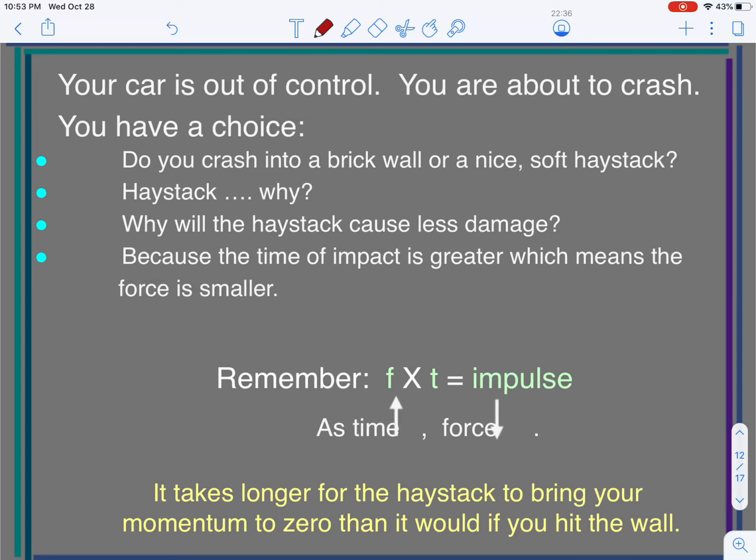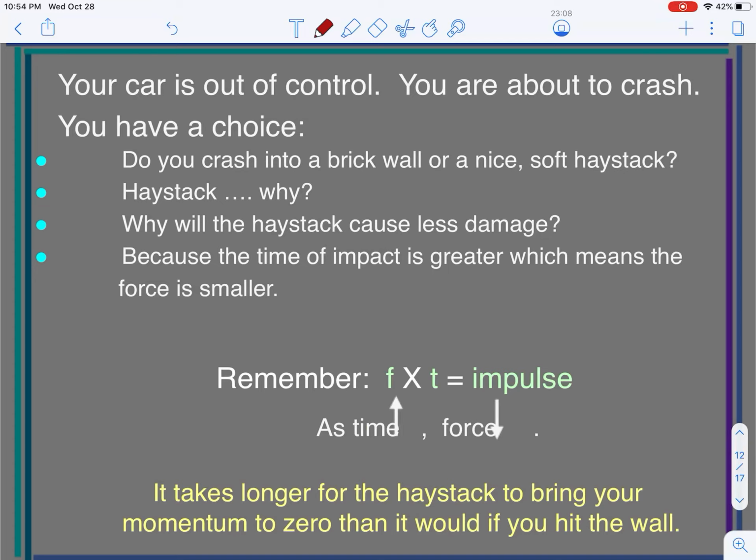Well, if I have to crash and I get to make a choice, I'm going to choose the haystack. Now, why would I choose the haystack? A lot of times students want to tell me because the haystack is softer. But let's think about this in terms of the vocabulary that we're discussing today. I would receive a lesser force to bring me to a stop if I were to crash into the bale of hay, because coming to a stop with the bale of hay is actually going to take more time.